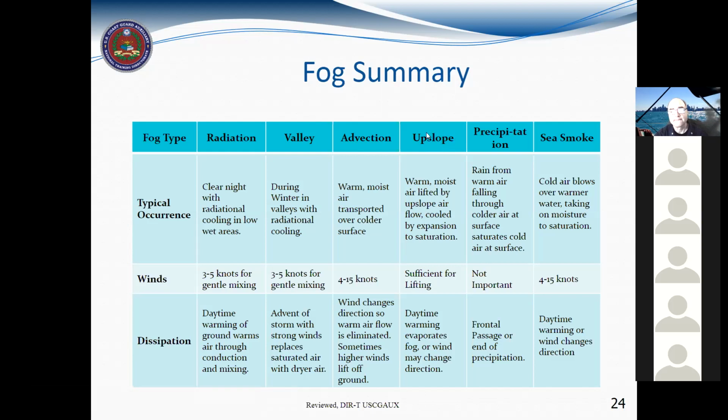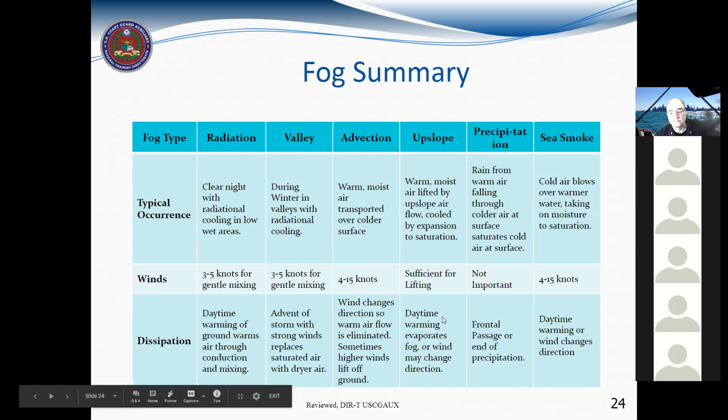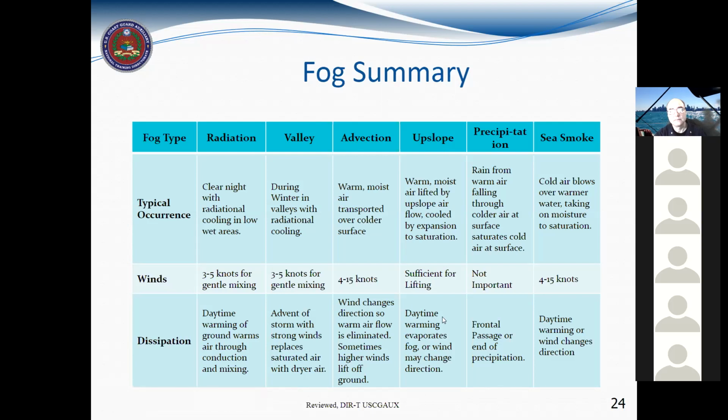It typically occurs in warm, moist air lifted by upslope air flow, cooled by expansion to saturation. The wind is sufficient for lifting, and it dissipates with daytime warming. When it evaporates, the fog or wind may change direction. Excellent. That's upslope fog. Mike Haley, what can you tell us about precipitation fog?